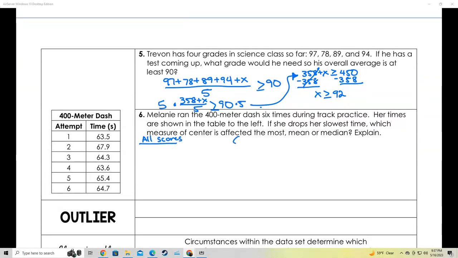I'm going to kind of split this up into two. All scores, if I wanted to find the mean, I'm going to add up all the numbers, which means I would add up the 63.5, the 67.9, the 64.3, the 63.6, the 65.4, the 64.7. We're going to add up all those numbers. We're going to divide by the number of numbers, which in this case is going to be 6, okay? And what we get is 64.9.